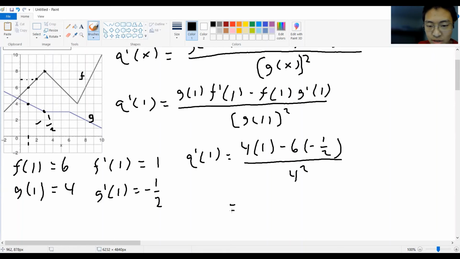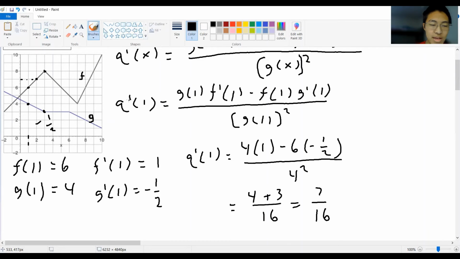And so do some arithmetic. We get 4. Let's see, 6 divided by 2 is 3. Then negatives cancel. So we have +3 over 16, because 4 squared is 16. So we're going to have some nice little fraction here. 7/16 is going to be the answer to q prime of 1 for this particular situation.